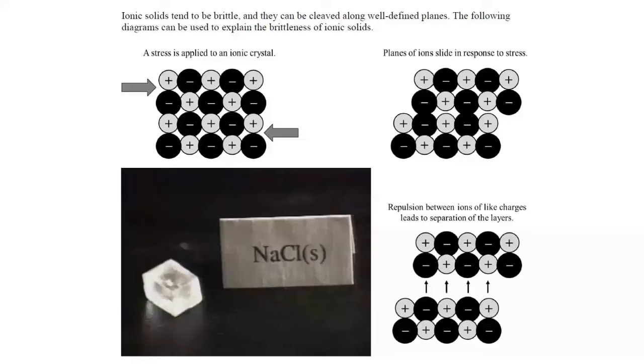All right, so one more thing I'd like to mention about the property of ionic solids is they tend to be brittle and they can be cleaved along well-defined planes. In the diagrams, you can see what happens when a stress is applied to an ionic crystal. It will cause the ions to slide over just slightly, and then repulsion between ions of like charges leads to separation of the layers. Again, ionic solids can be cleaved along well-defined planes. So take a look in the video about how that occurs.